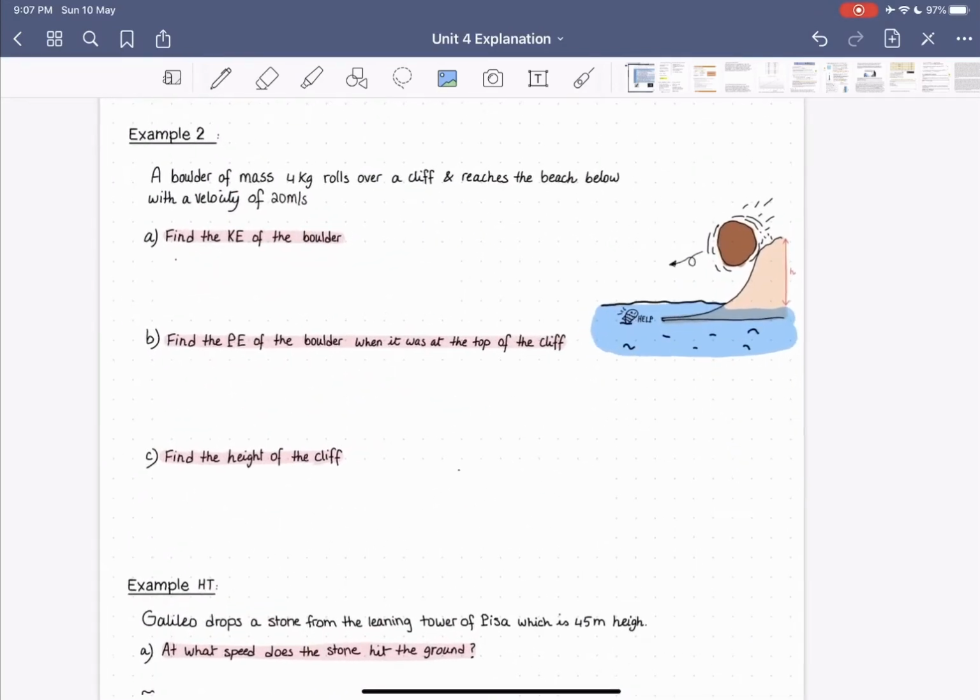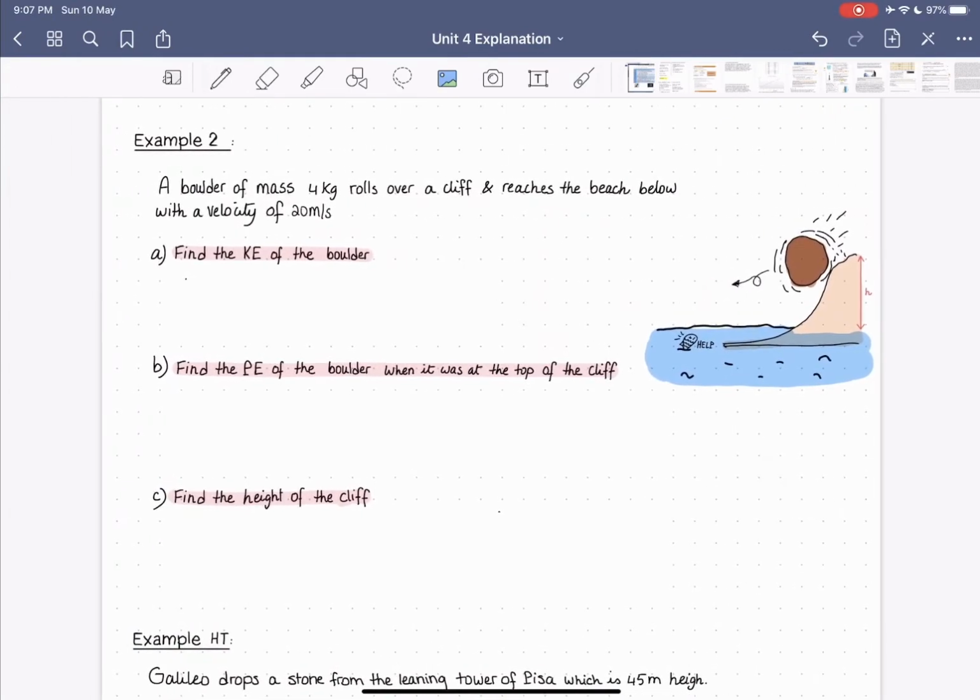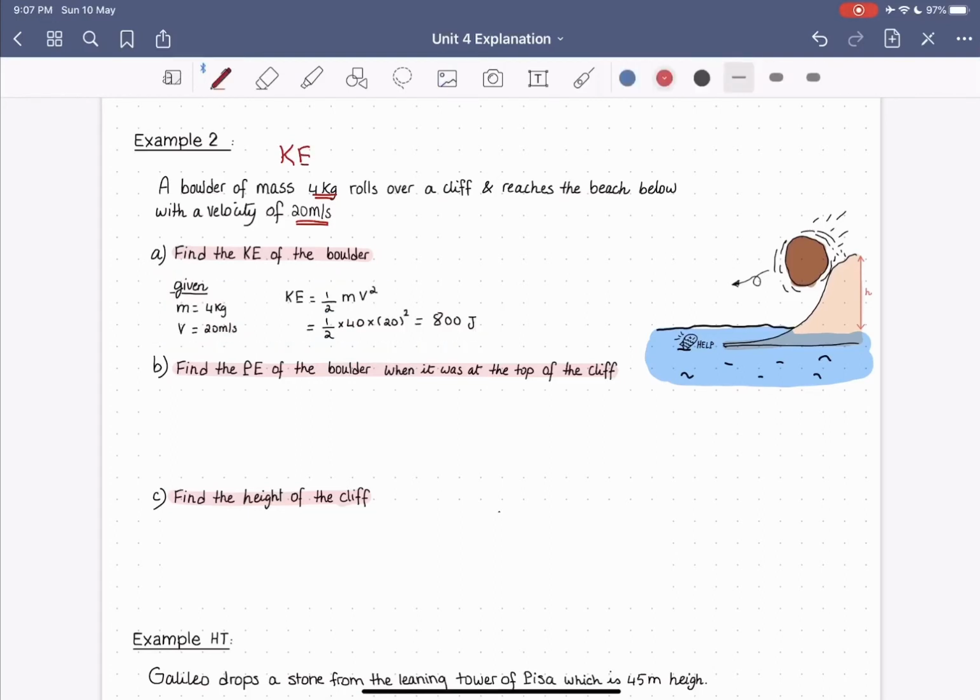Okay, now this is the same type of question. Find the kinetic energy of a boulder that has a mass of 4 kg and is rolling down over a cliff, and it reaches the beach below with a velocity of 20 meters per second. Once again, we have the velocity, we have the mass, and it's in motion, so we're getting kinetic energy. It's going to be half mass velocity squared, do not forget the squared, and it will be 800 joules.